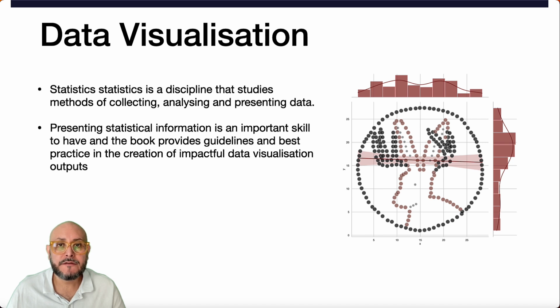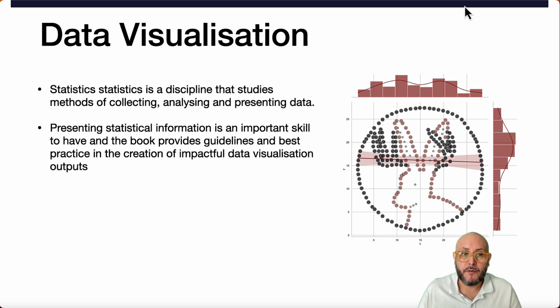Presenting statistical information requires us not only to consider the data and the analysis we have performed or are performing, but also our target audience. Statistics, as we have said, is a discipline that studies methods of collecting, analyzing, and presenting data. Presenting statistical information is an important skill to have, and the book provides guidelines and best practice in the creation of impactful data visualization outputs. Our data and the statistical analysis that we perform on it tell us a story. Presenting the answers to our questions should fit the audience that we are addressing, and in the book we tackle some of these questions.